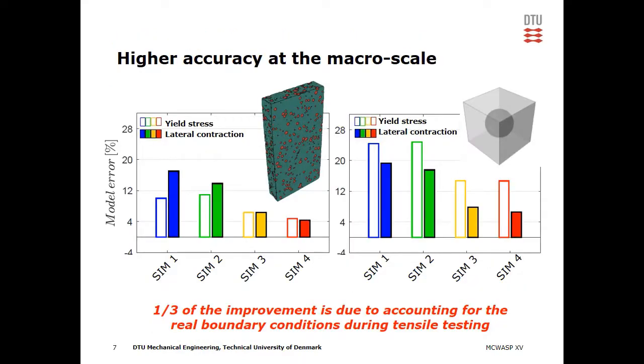And I also want to add that this type of modeling provides advantages at the macro scale in terms of accuracy of the predicted tensile force and lateral contraction, compared to traditional models based on idealized microstructure. And what is interesting, in my opinion, is that one third of the improvement in accuracy actually comes from accounting for the real boundary conditions during tensile tests.